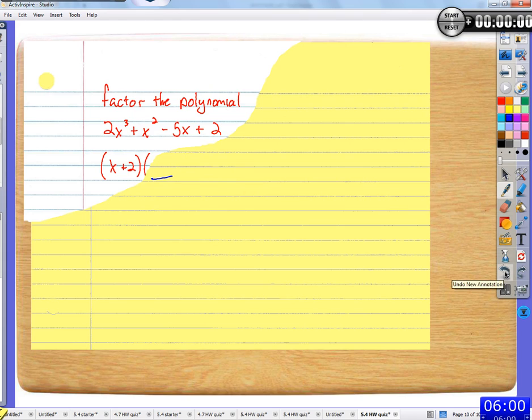So let's start with that first thing. Can you make that? Guess it with some reasoning behind it as to what that first term probably has to be. Think about what you're going to do when you distribute the x and the 2. Why x squared?